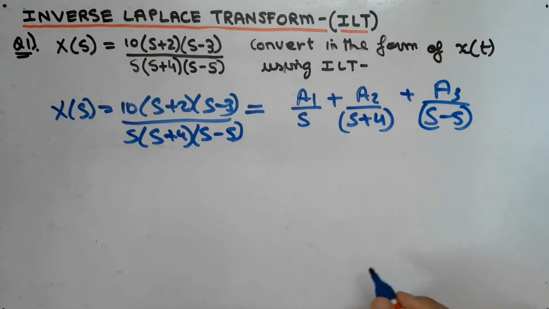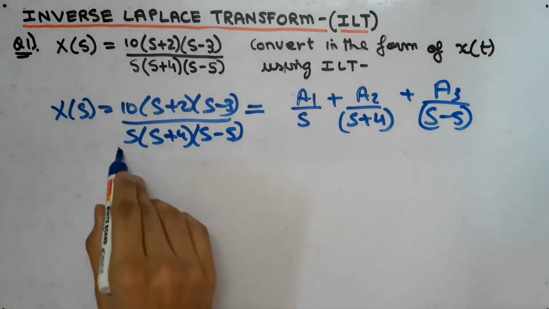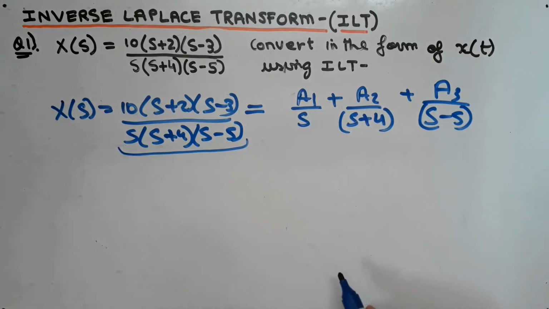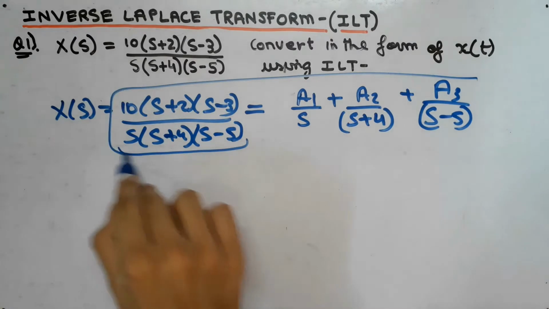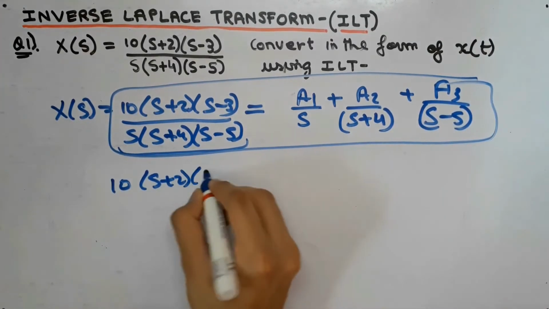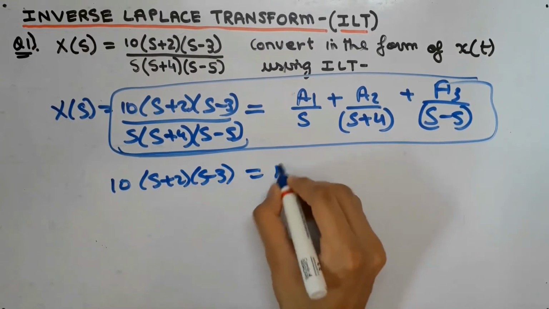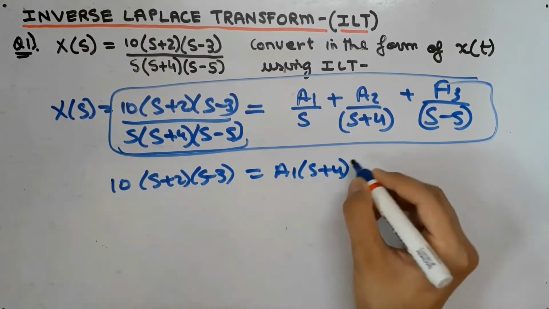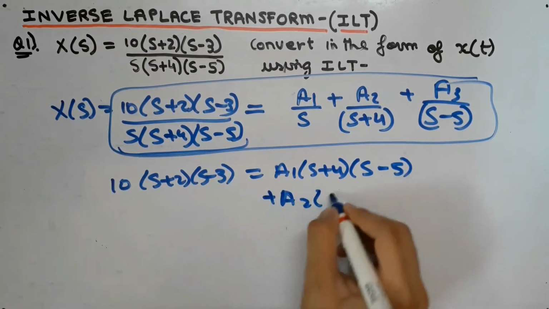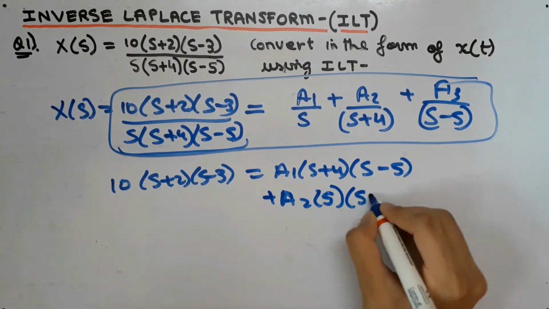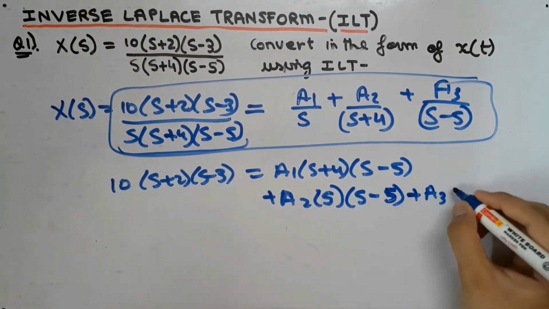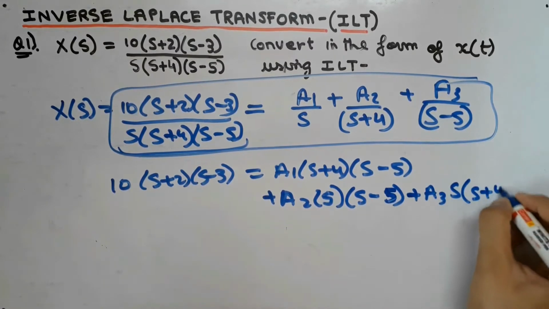You should know the concept of partial fraction, that is you have to put all of these in denominators of a1, a2 and a3 separately. Now when you will solve these two, you will get the equation as 10 into (s plus 2) into (s minus 3) is equal to a1 into (s plus 4) into (s minus 5) plus a2 into s into (s minus 5) plus a3 into s into (s plus 4).